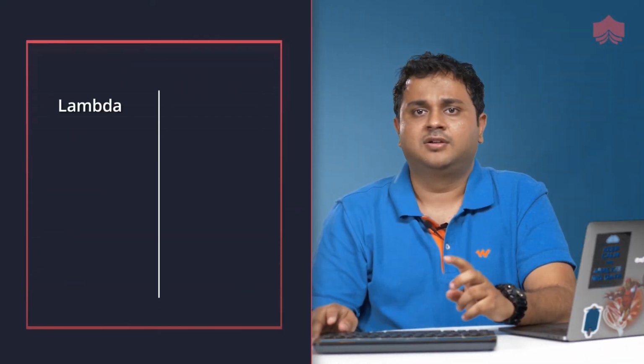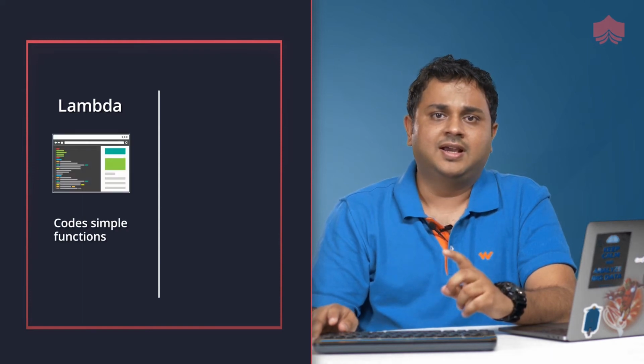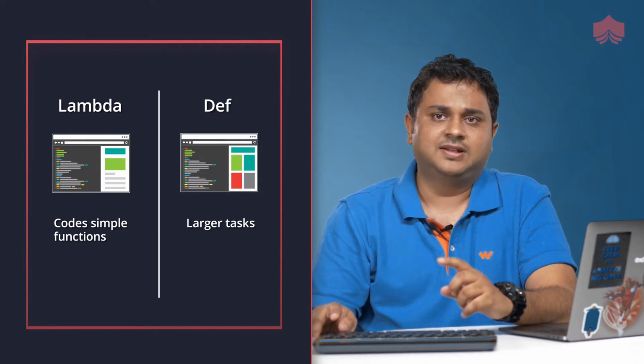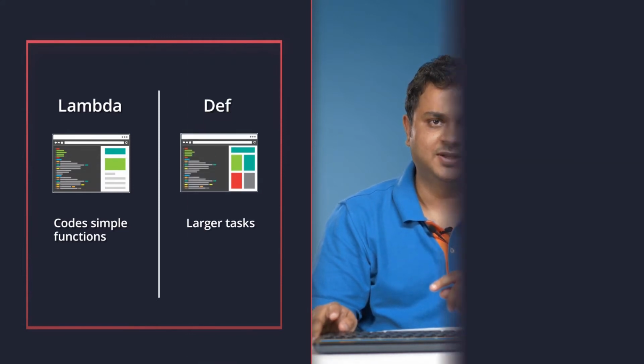So we can only squeeze in limited logic, which limits program nesting, and there is a special reason why we use lambda: lambda is designed to code simple functions, and def is used to create larger tasks. So let's slowly break all of this down so we understand conceptually what it means, and so tomorrow if we have to explain it to someone else, you know exactly what to say. Let's go back to my screen and code some examples.